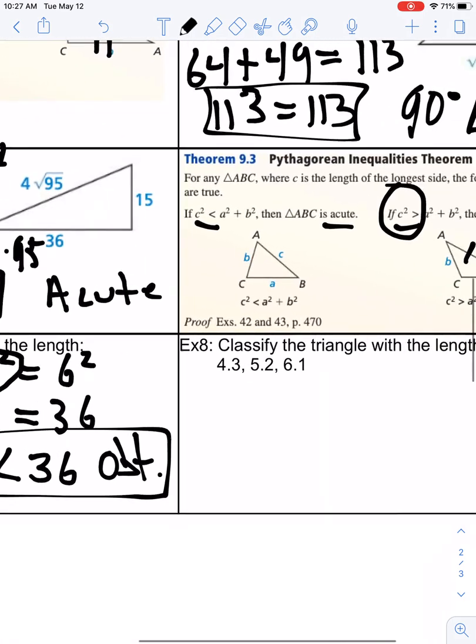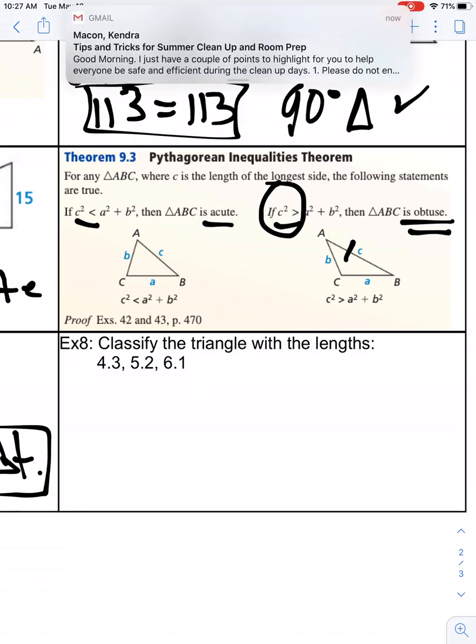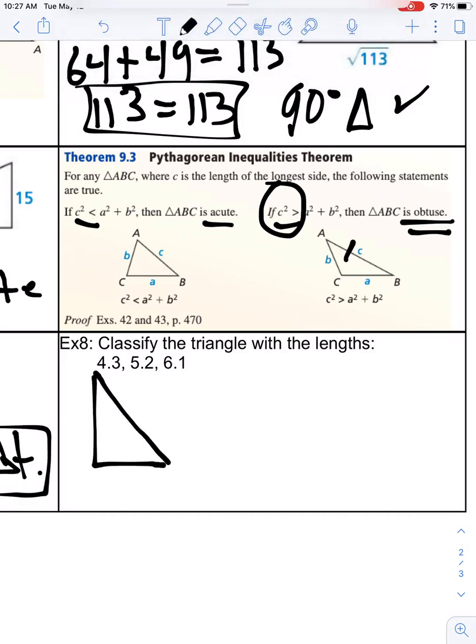We're going to go ahead and do example number 8, and then it's going to tell us what kind of triangle. Same thing, I like to go ahead and visualize some stuff. So I'm going to go there and then make a triangle there. Again, not to scale. That's 4.3. This is 5.2. This is 6.1. And let's go ahead and do the math and see what the math tells us.